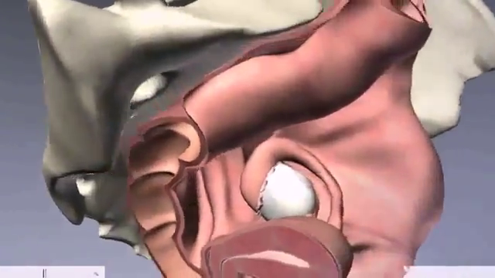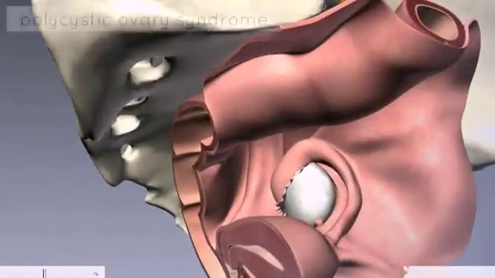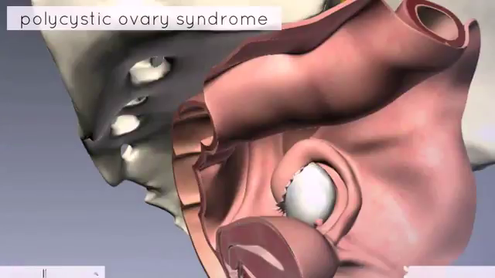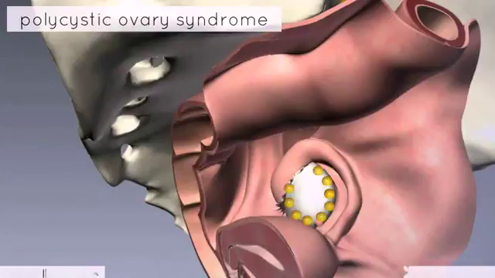So another condition to do with the ovaries is polycystic ovarian syndrome. So in this condition the ovaries are stimulated to produce excessive male hormones, so predominantly testosterone. And in this condition you get multiple enlarged follicles which are actually scattered underneath the surface of the ovary, and they are themselves contained within an enlarged ovary.